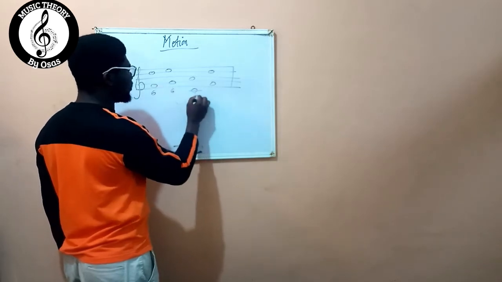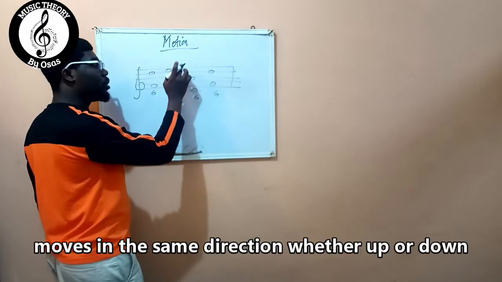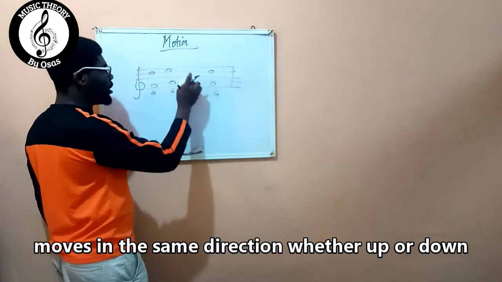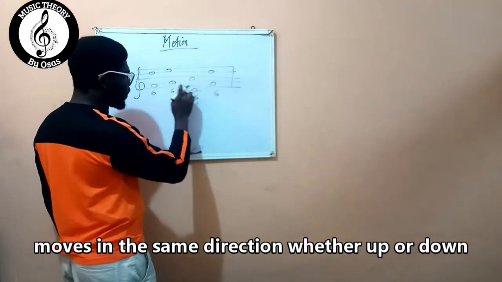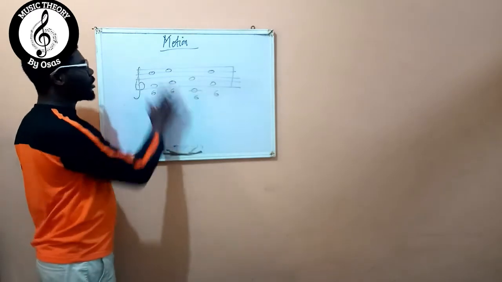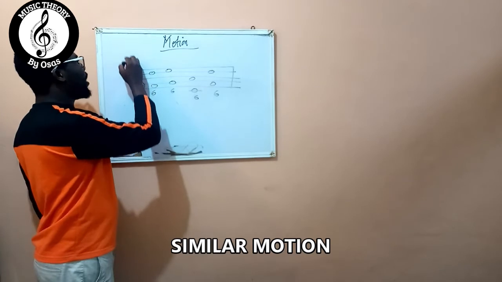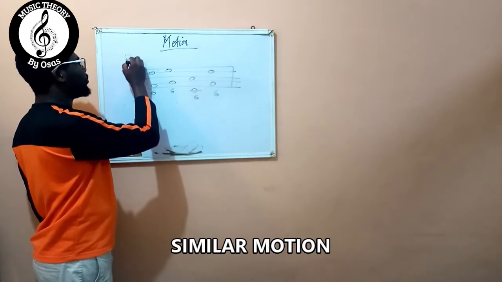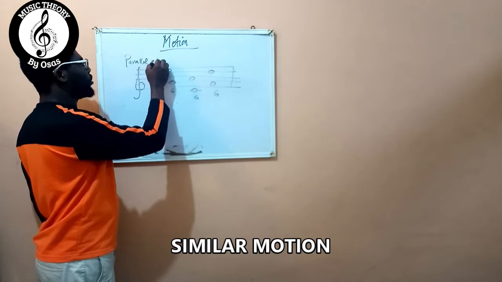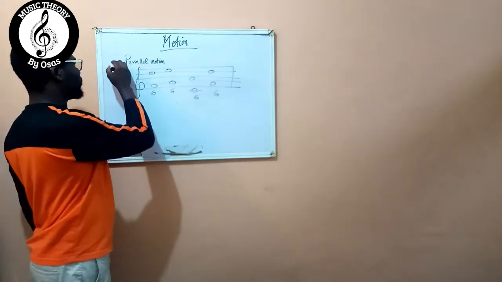sixth, sixth, and sixth. And see that when it went up, the upper melody went up, it was an interval of a sixth. With the second one, sixth. It came down, also came down with a sixth. So it moves in the same direction, whether up or down. This is what we call parallel motion. Parallel motion. 1.